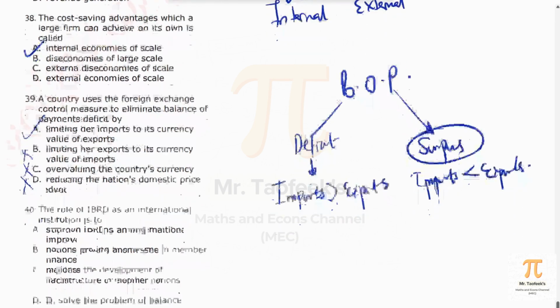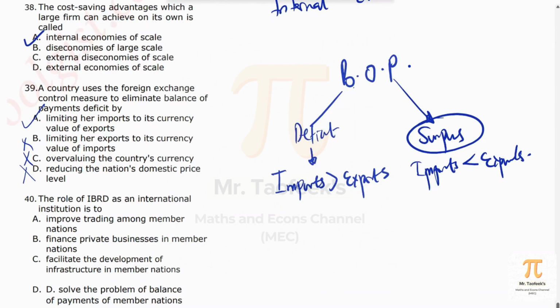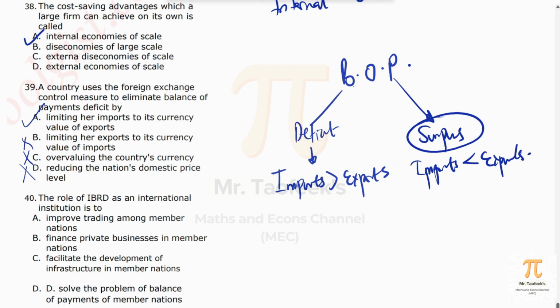And then the last one, question 40: the role of IBRD as an international institution is to... IBRD means International Bank for Reconstruction and Development. A, improve trading among member nations. No, this is the work of the WTO. B, finance private businesses in member nations. That is more like the IFC, but not necessarily. C, facilitate the development of infrastructure in member nations. Yes, that's the answer. D, solve problems of balance of payments for member nations. Not really, that's something the IMF would do. So the answer here is C.